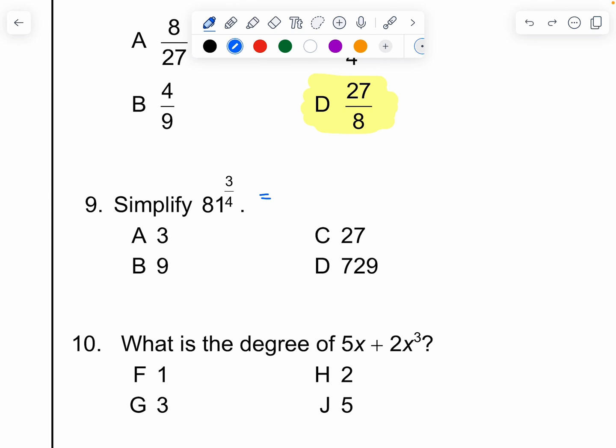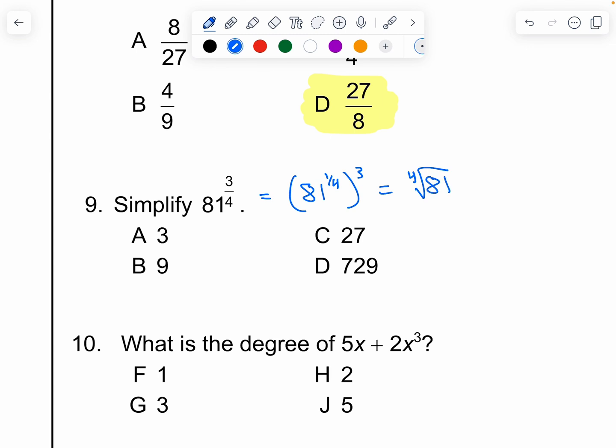Okay, we want to break this up into 81 to the power of 1/4 cubed. So notice I took the 3 in the numerator and treated it like its own cubing, power of 3, and the 4 in the denominator as just a 1/4. So I separated that 3 out from it. But what this allows me to do then is address what the 4th root of 81 is.